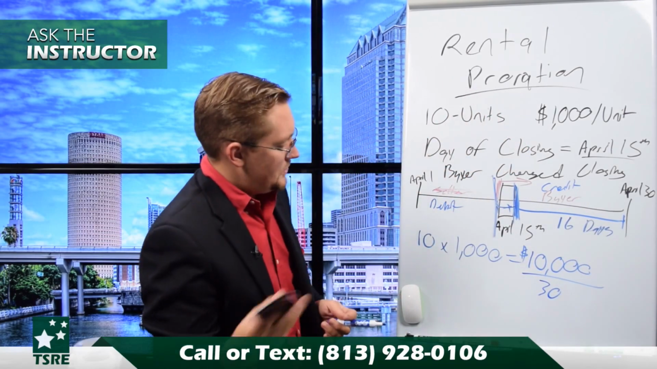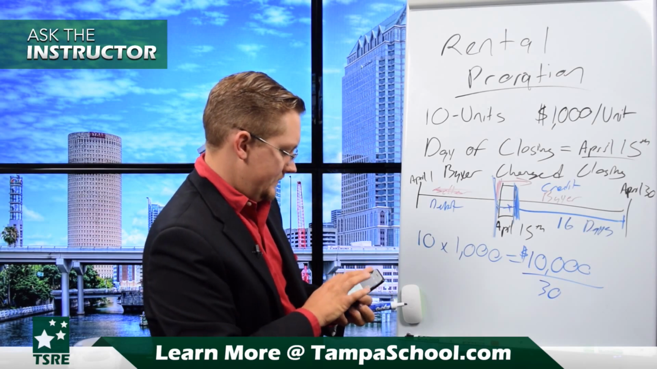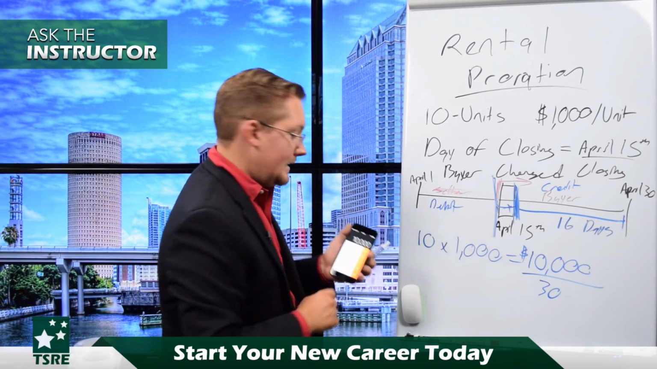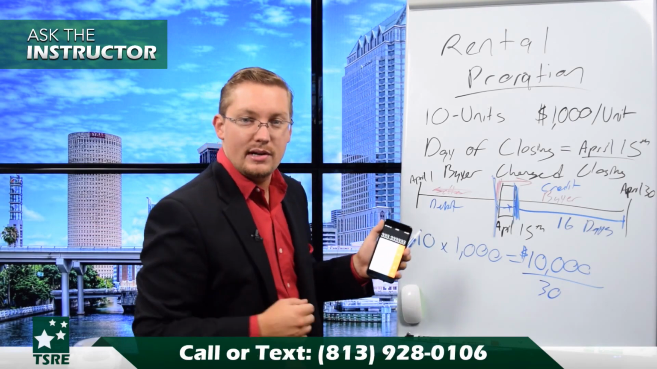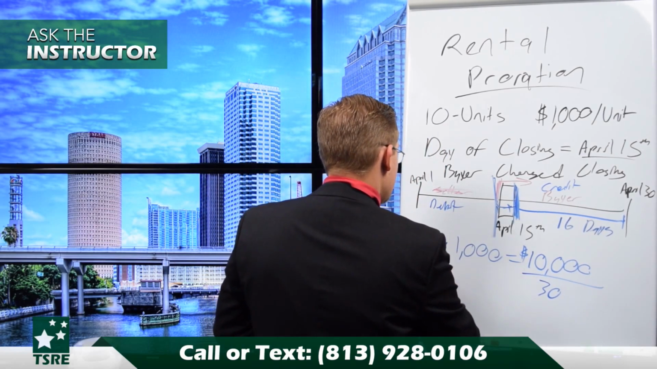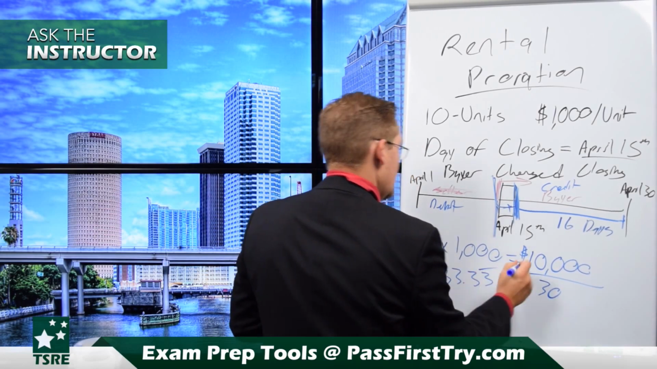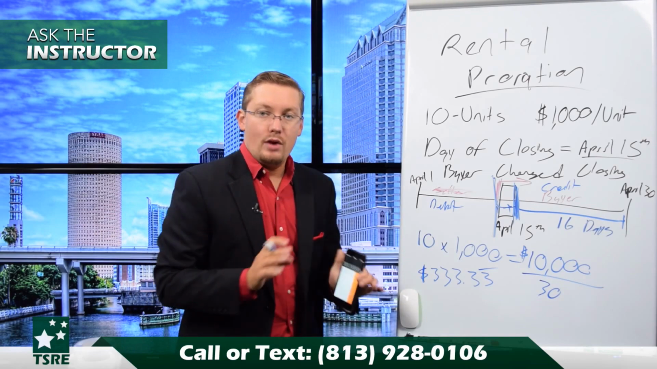Now, this one, let's see, what is that going to be, 300 and something? Probably some repeating decimals with this one. We'll let the calculator do the thinking for us. We're going to take 10,000, divide it by 30, and yes, we get $333.33. So that's our daily rate, $333.33 repeating.